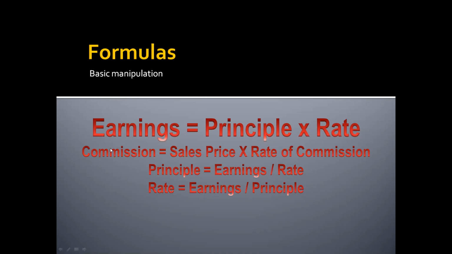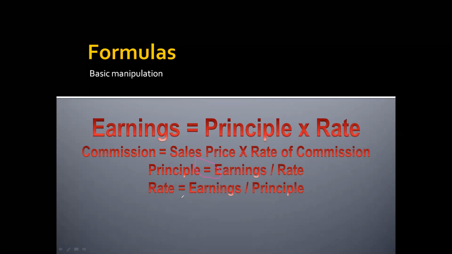And what we have to do with this is we have to manipulate it in all different directions. So again, we got to look at what's principal. We're going to define principal on the left-hand side of the equal sign. And so principal is equal to earnings divided by rate. And then if we want to put rate on the left-hand side of the equal sign, we're going to say rate is equal to earnings divided by principal. So we have to remember those three things. Again, a lot of the math we're going to do is going to use these things.